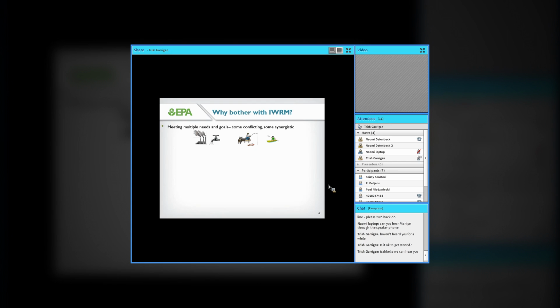And this is one place where I wanted to pause and ask if you all would be willing to share a few examples in your position, in your experience. What are the different needs that you're tasked with meeting, whether conflicting or synergistic, some of the stakeholders, some of the needs? Who would be willing to give a few examples?